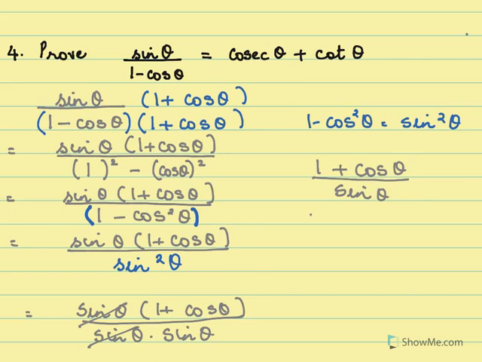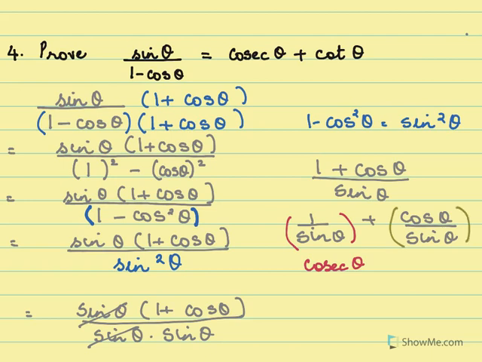Let me split this LCM. This is 1 over sine theta, I'm taking the LCM separately, plus cos theta over sine theta. Now if you remember, what is 1 over sine theta? Cosec theta. And what is cos theta over sine theta? If you remember, that is cot theta. You got to remember this, and you got to write it as a reason. Cos theta over sine theta is cot theta, and this is your plus. We have proved this.